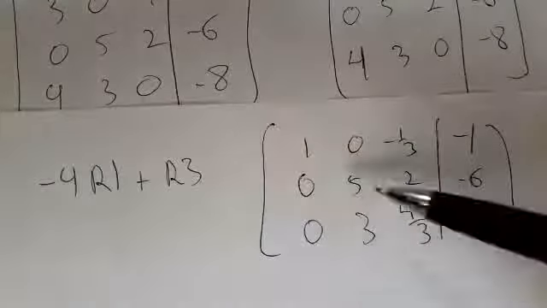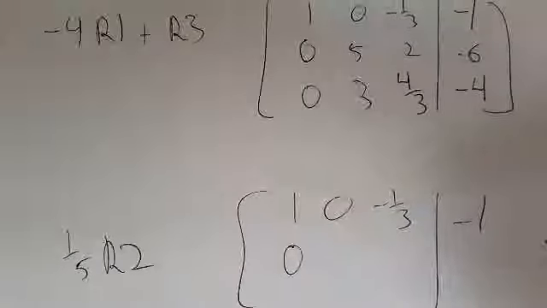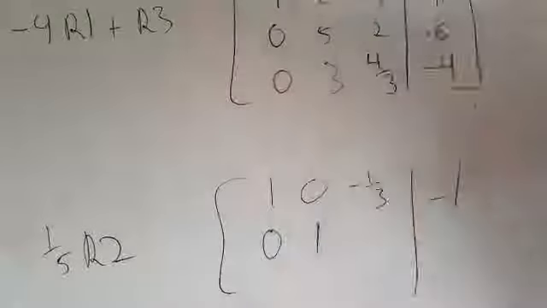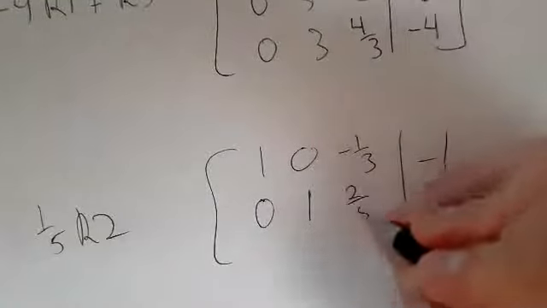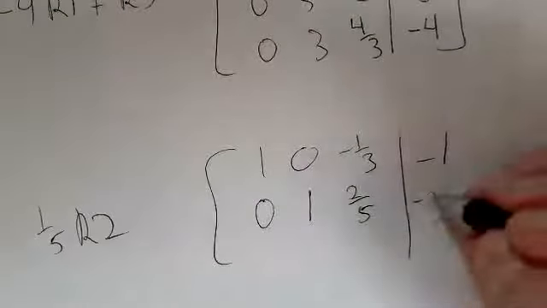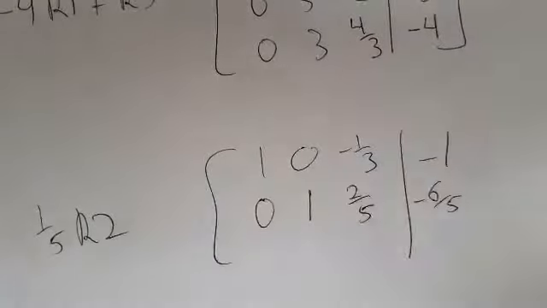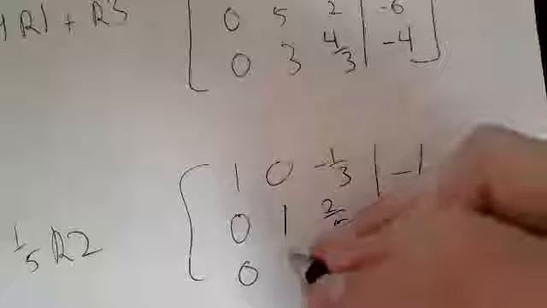Okay, so to get 5 to 1, we need to multiply 5 by 1/5. So we're doing 1/5 row 2, so my first row stays the same. This thing gets divided by 5. 5 divided by 5 is 1. This 2 divided by 5 is 2/5. Minus 6 divided by 5 is a minus 6/5. So it's getting more and more fractiony, but hopefully we're getting more and more towards the end.